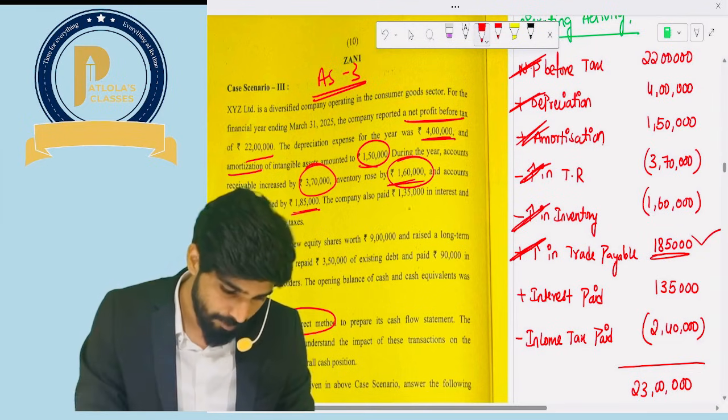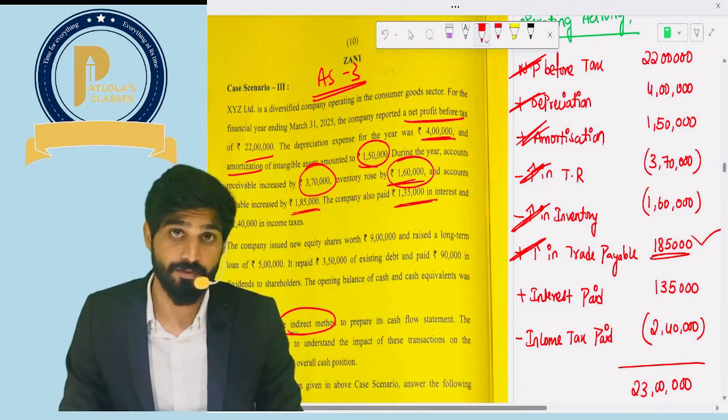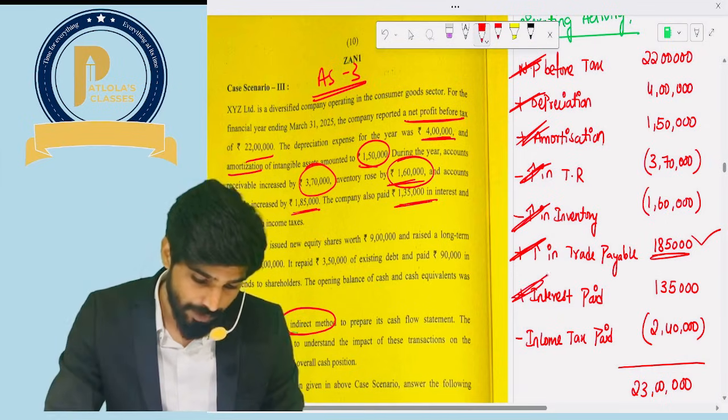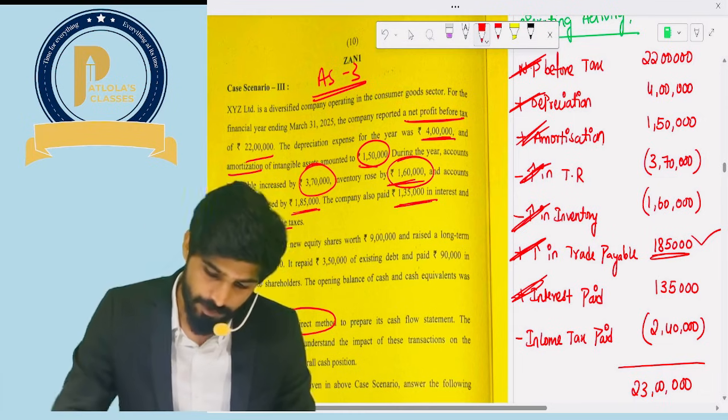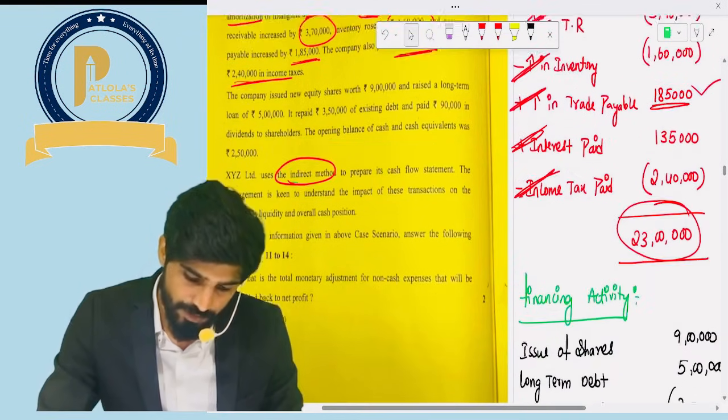Next, the company also paid interest. If interest is paid, that is a non-operating activity, but they would have deducted this in P&L. Now we need to add it back. And how much income tax is paid? 2,40,000. Being an operating expense, we have to deduct. So how much is the operating activity? Answer: operating activity is 23 lakhs.